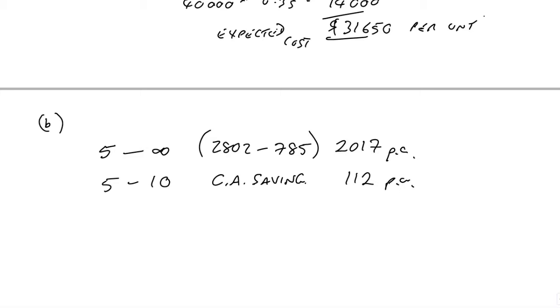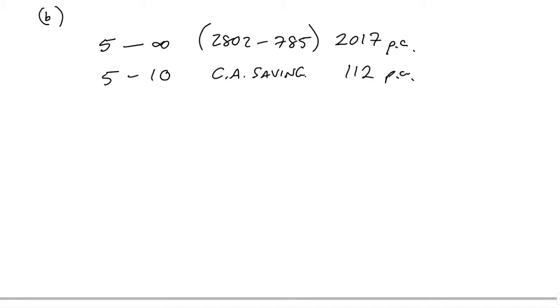We want the present value of those. And how are we going to do it? I'll do the 2 separately. First of all, 5 to infinity of 2017. Now, there are 2 ways you can do this. And what I'm going to do, what's the discount factor for a perpetuity? For a perpetuity, we multiply by 1 over r, and the discount rate is 11%, so 1 over 0.11.